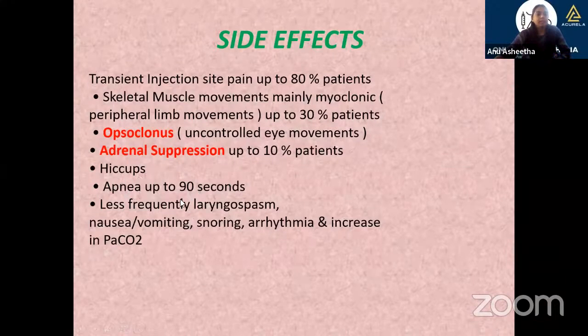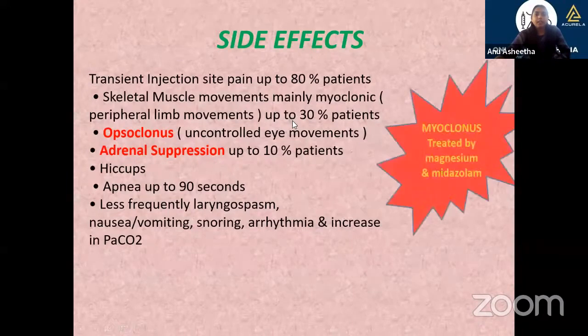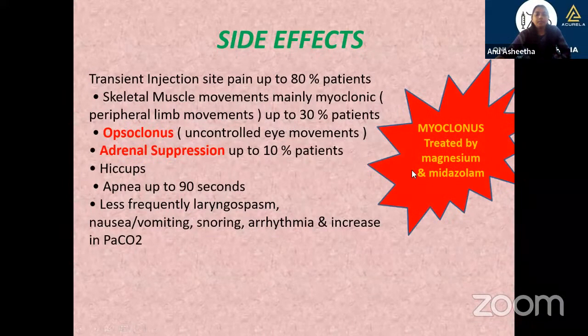Apnea up to 90 seconds. Laryngospasm is not profound, but it may be seen in etomidate induction. Then postoperative nausea, vomiting, snoring, arrhythmias, and also increase in PaCO2 are the main side effects. Myoclonus can be corrected by pre-treating the patient with magnesium or midazolam.